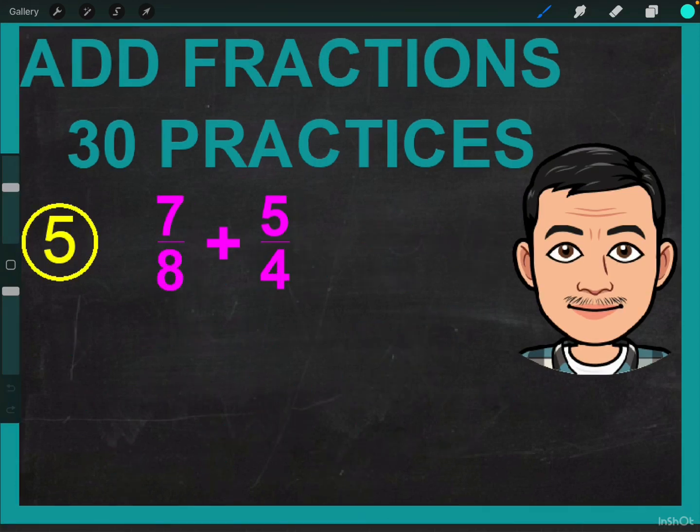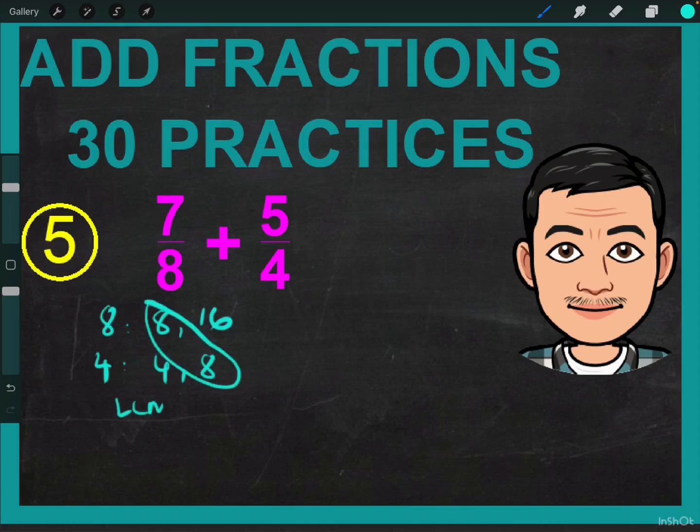Practice number 5. We will find the LCM for number 8 and number 4. For number 8 we have 8, 16. Number 4 we have 4, 8. We can find out 8 is the LCM for both number 8 and number 4.